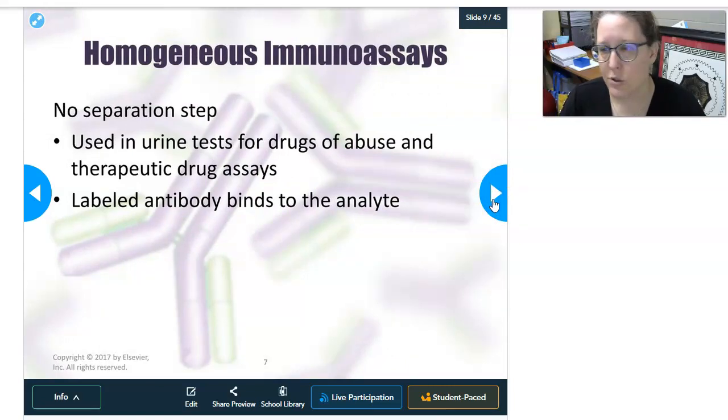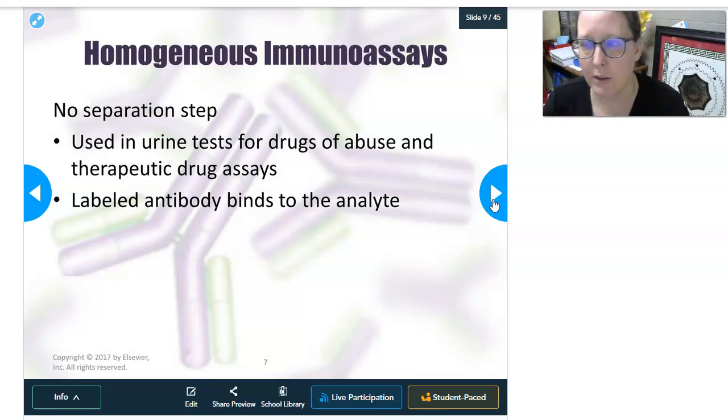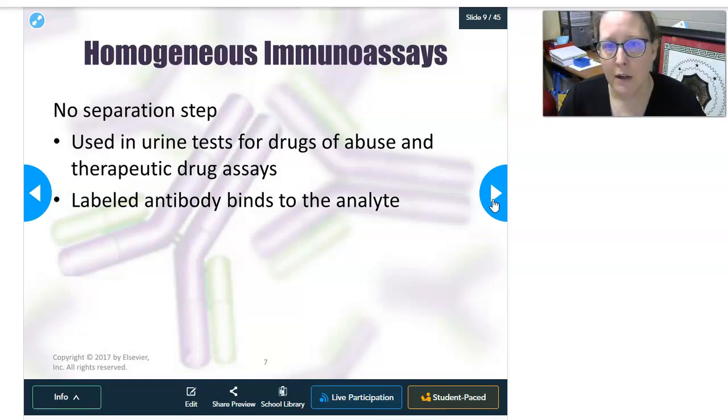Homogeneous immunoassays, there's no separation step. And so everything is mixed in and nothing has to be separated out and can be just detected right there all together in the mix. This is usually used in urine tests for drugs of abuse and therapeutic drug assays, and basically a labeled antibody binds to the analyte, and the more analyte is present, the more antibody is bound and the stronger the signal is.